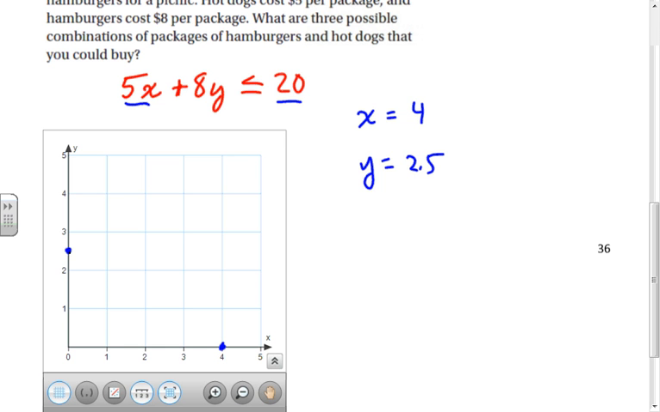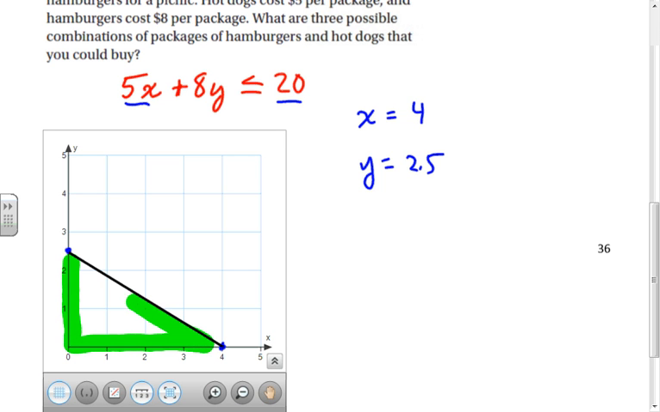and I'm not going to go beyond 0 because it wouldn't make sense to have negative packages of hot dog buns or hamburger buns. And 0, 0 is a possibility because if I buy 0 of each, I would definitely be spending less than 20. So that means my shading is going to be in here.